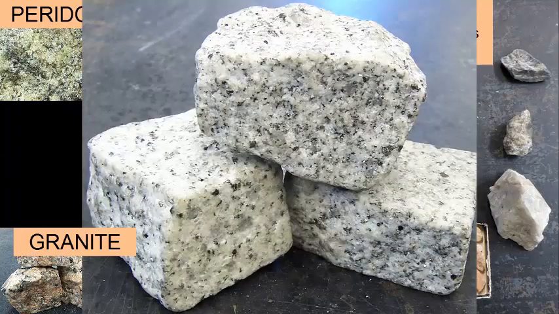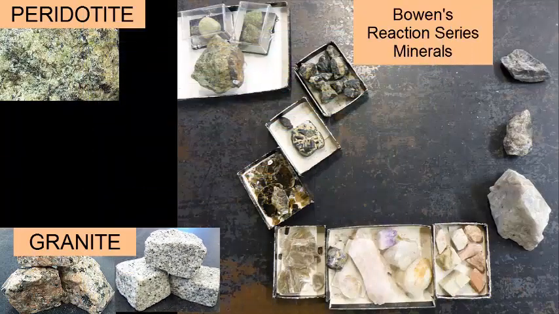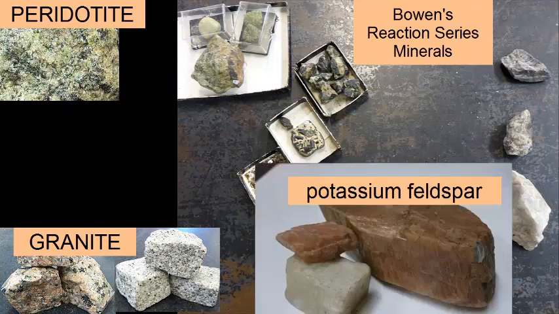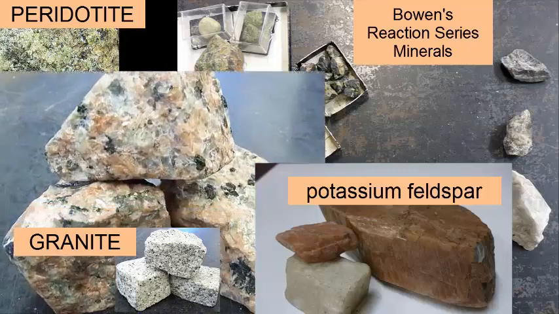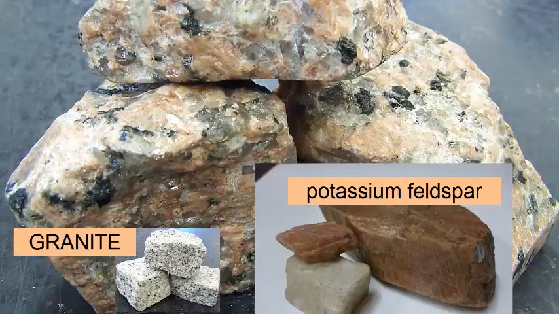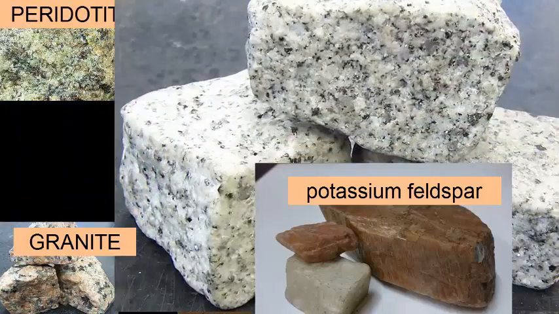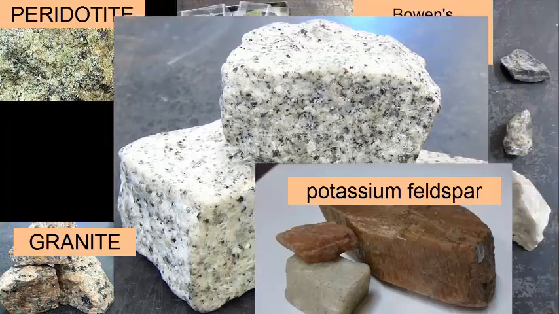But this rock is also granite. Why different? Remember, potassium feldspars can be pink or white. This rock is dominated by the pink variety, but it also has some quartz, some biotite, and some hornblende. This rock is dominated by the white variety of potassium feldspar, but also has some muscovite, biotite, and quartz.